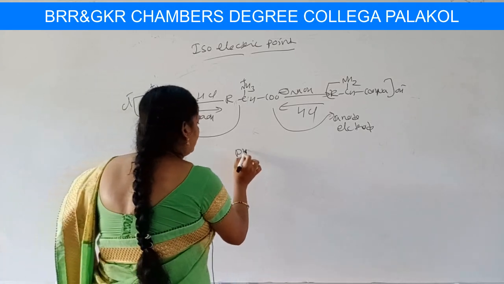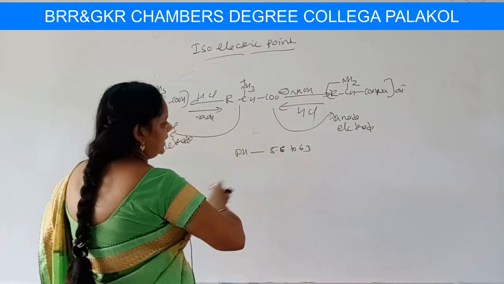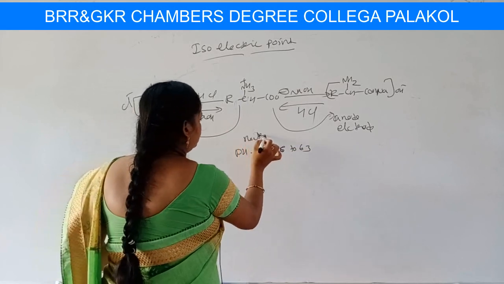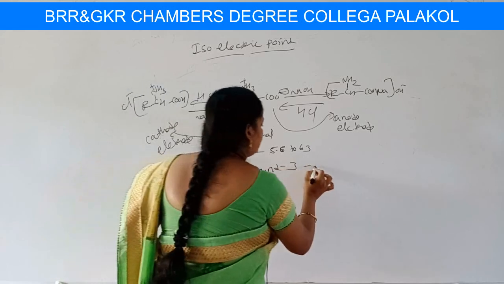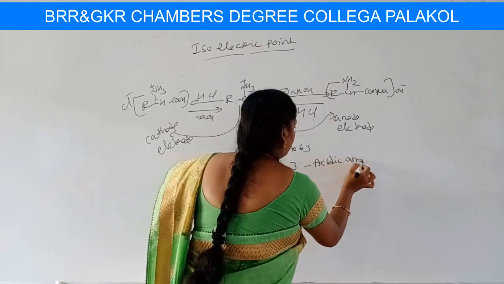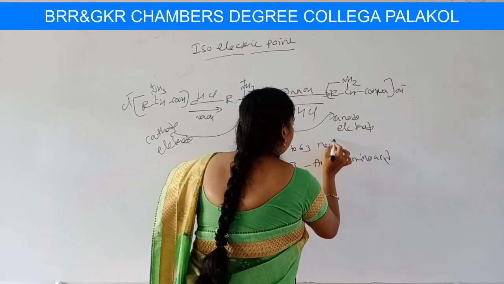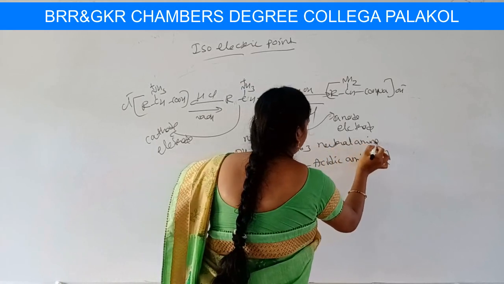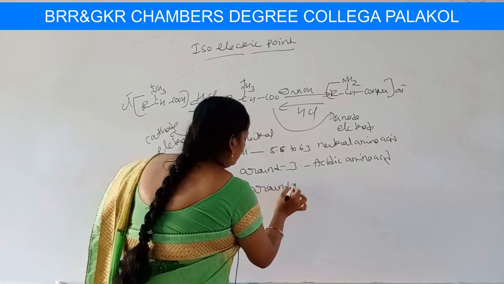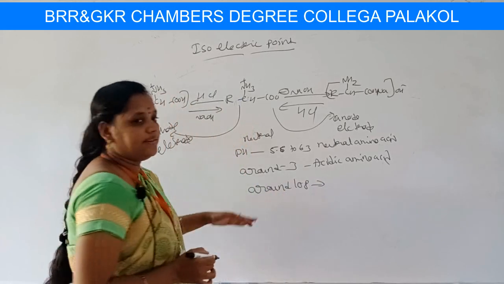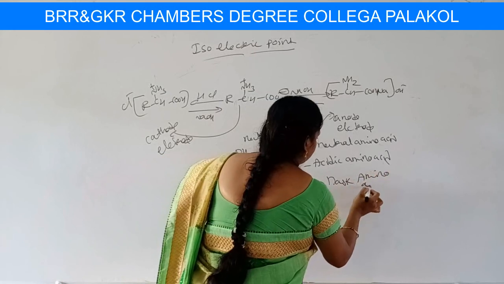If the pH is in between 5.6 to 6.3, I hope students, around this, then it is neutral. If it is around 3, then it is an acidic amino acid. If it is around 5.6 to 6.3, then it is a neutral amino acid. Okay, if it is around 10.8, then it will be a basic amino acid.